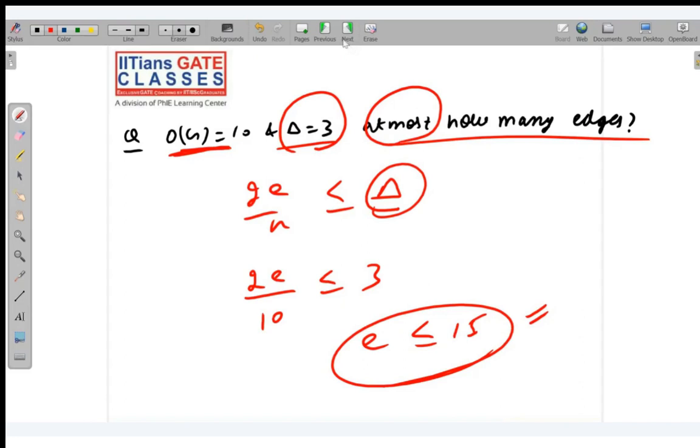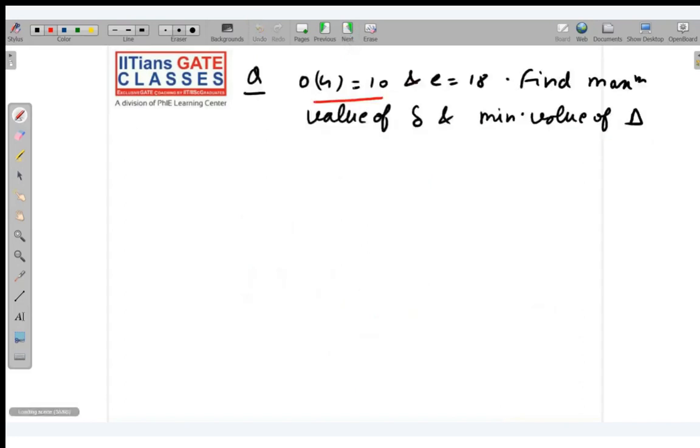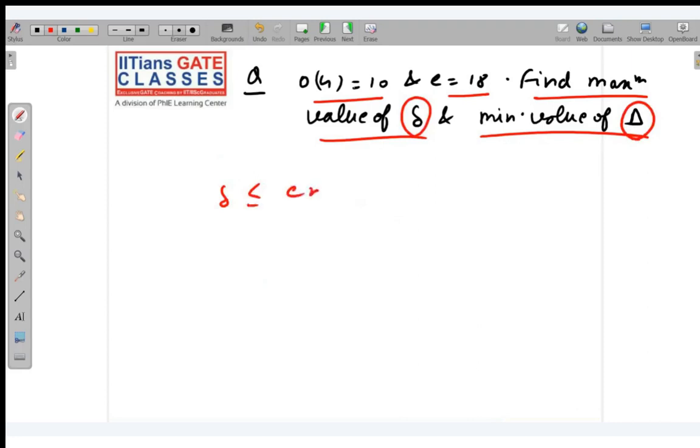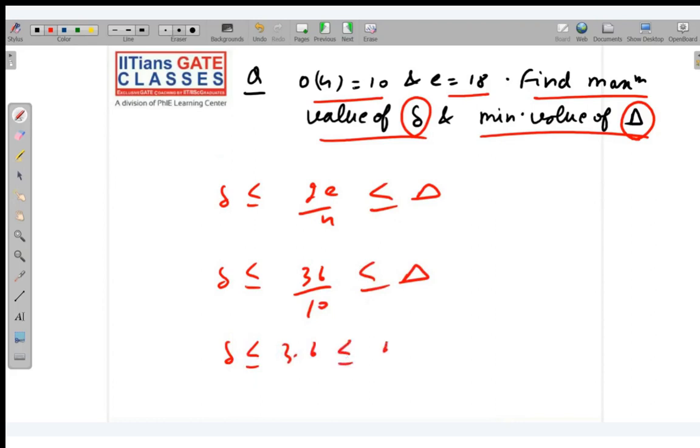Next is order G is 10, edges is 18. Find the maximum value of small delta and the minimum value of big delta. Very simple. By the delta theorem, small delta will be less than or equal to 2e by n, which is less than or equal to big delta. So delta will be less than or equal to 36 by 10, so less than or equal to 3.6, and big delta greater than or equal to 3.6.